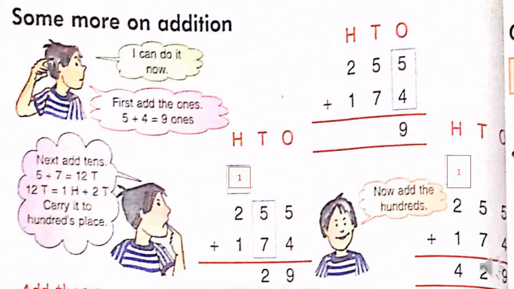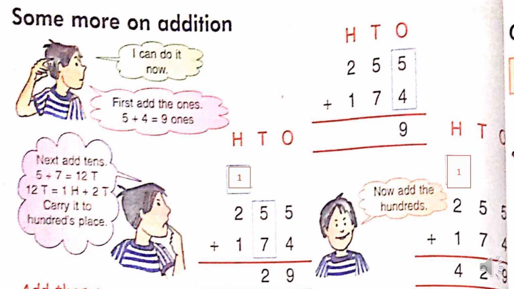Children, this is page number 36 in your Math textbook. Here, see some more on addition. Here they already did one example. We observe this one. Here they have given 255 plus 174. This boy is saying, I can do it now. He's able to do it now.